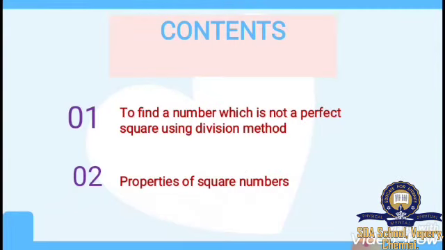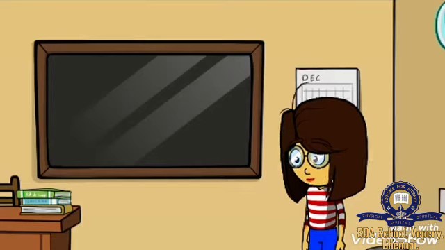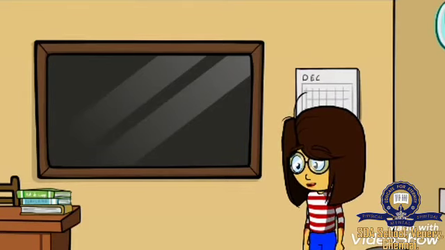Okay, now today we're going to see how to find the square root of a number which is not a perfect square using the division method and properties of square numbers. Okay, now we move to the topic. In the previous class, we learned about perfect squares and how to find a perfect square using the prime factor method and division method.